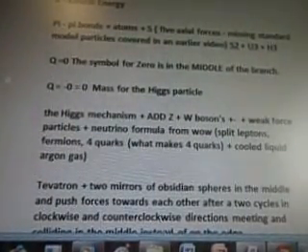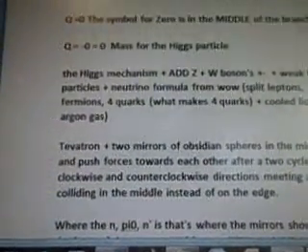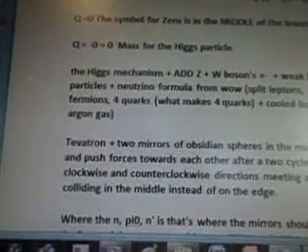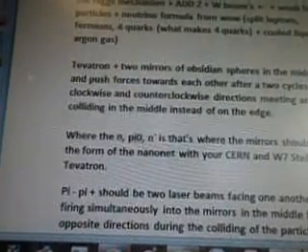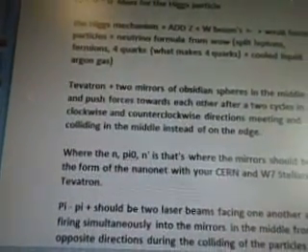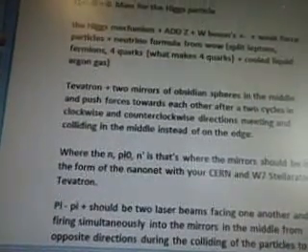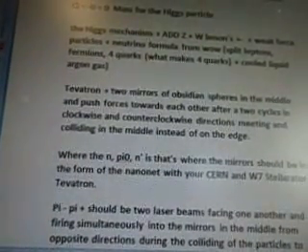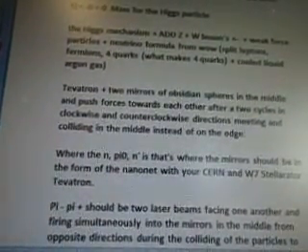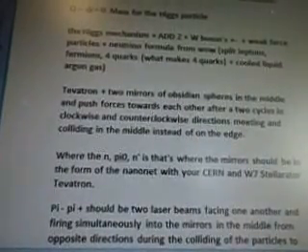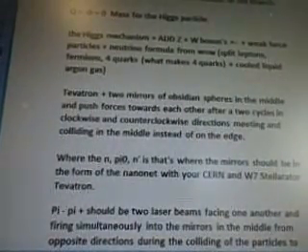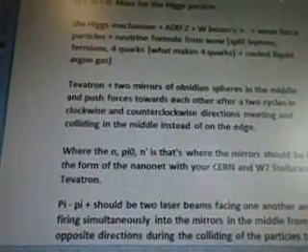Neutrino formula from WOW with the split leptons, fermions, 4 quarks, what makes 4 quarks, cooled liquid argon gas. The Tevatron, 2 mirrors of obsidian spheres in the middle and push forces between each other after 2 cycles in clockwise and counterclockwise directions, meeting and colliding in the middle instead of on the edge.